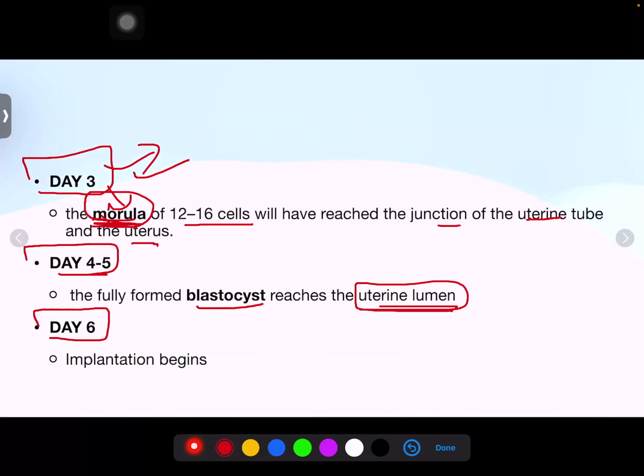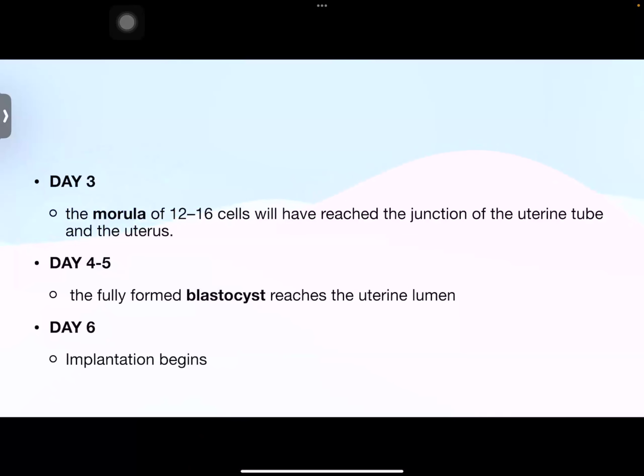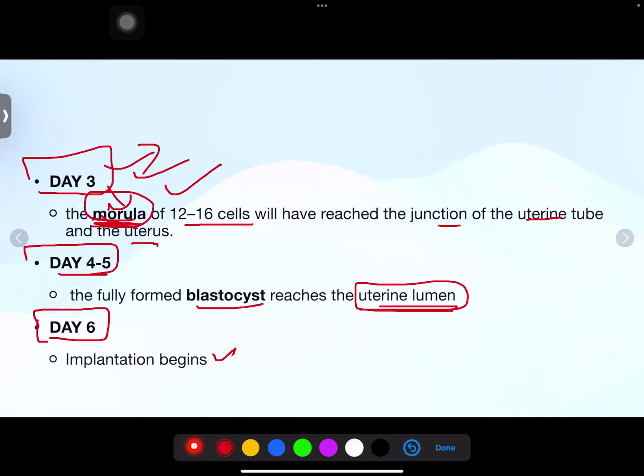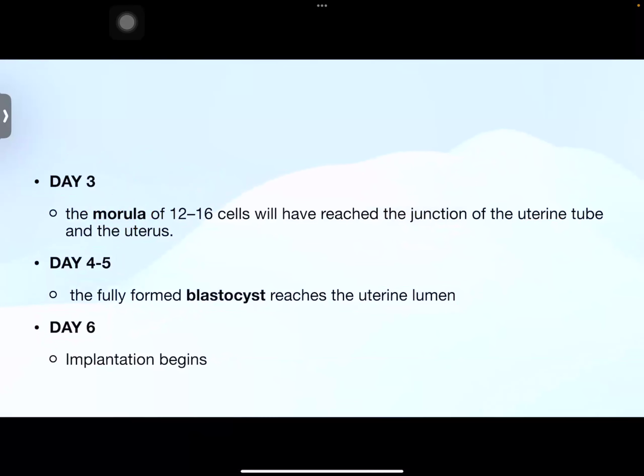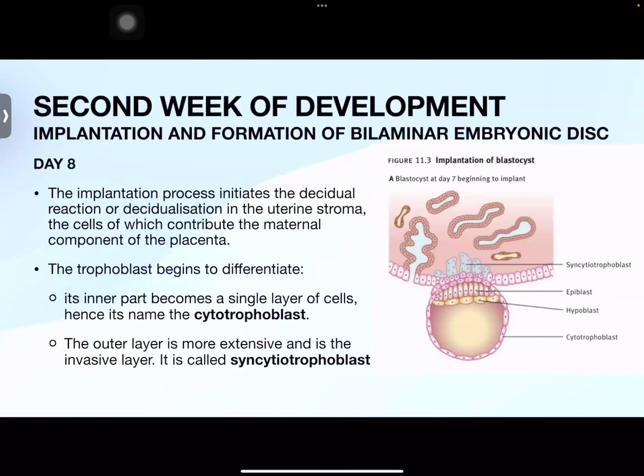And implantation just starts at day 6. And when it's completed, we'll discuss in the next slide. So this was the whole first week of development. So in the first week, these 3 things are very important: when the morula forms, when the blastocyst forms, and when implantation just starts. So it just touches the endometrium.